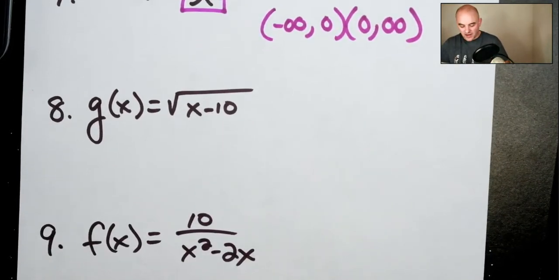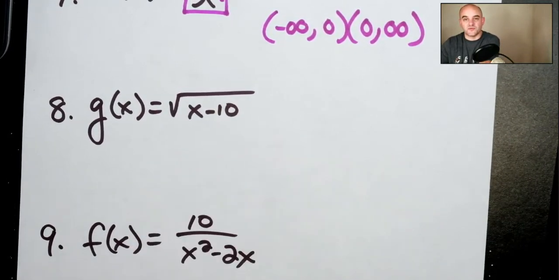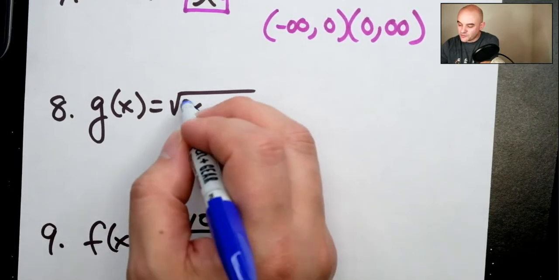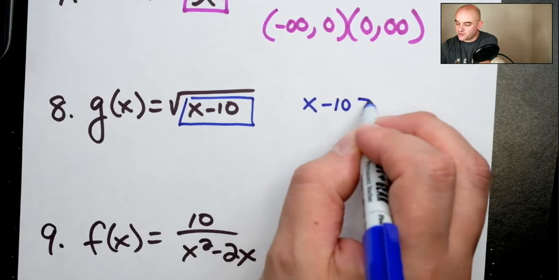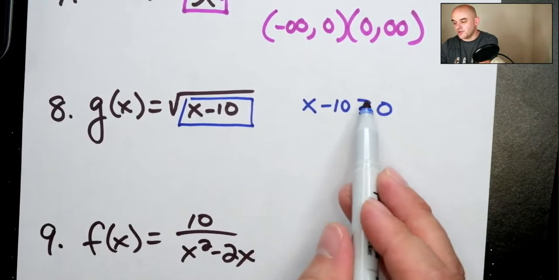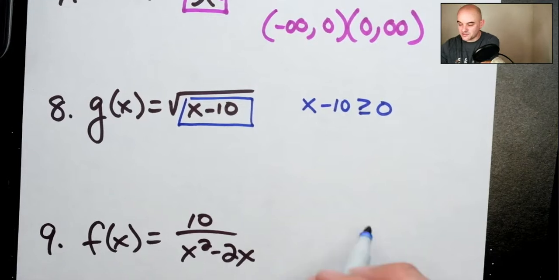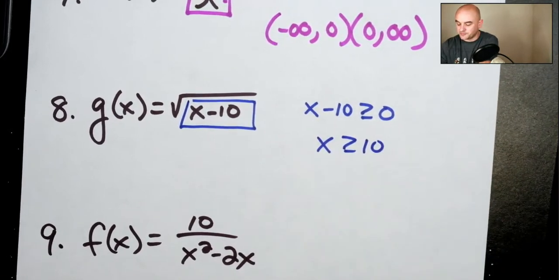Number 8, there's no fraction involved here, but there is a square root symbol. So we want to make sure we're not taking the square root of a negative number. Remember, we can take the square root of 0, but we cannot take the square root of a negative number. So I'm going to take what's underneath the radical and say, let's make this thing greater than or equal to 0. So it can equal 0 or it can be bigger than 0. That's a fancy way of saying that it is positive. Add 10 to both sides, and we get x is greater than or equal to 10.